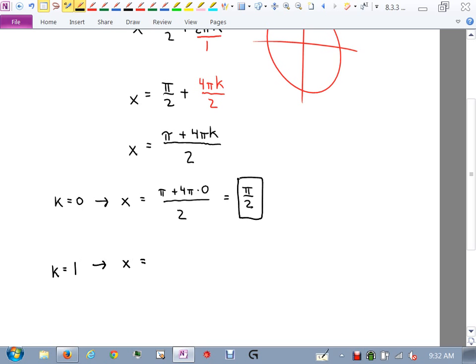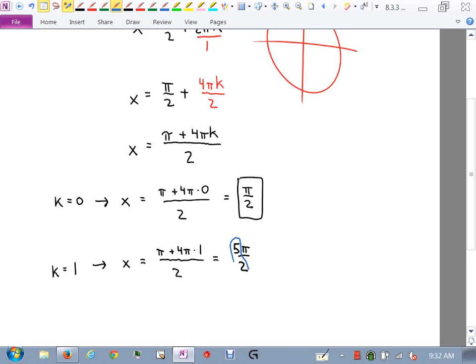And plug in, and what do I get? Pi plus 4 pi times 1 over 2, which is what? How many pi's is this up here? 5 pi's? 5 pi over 2? Is that inside the interval 0, 2 pi? No? How can you tell? Yeah, it's bigger than 2 pi, but how can you tell it's bigger than 2 pi? I just want to make sure everyone understands how you can tell.